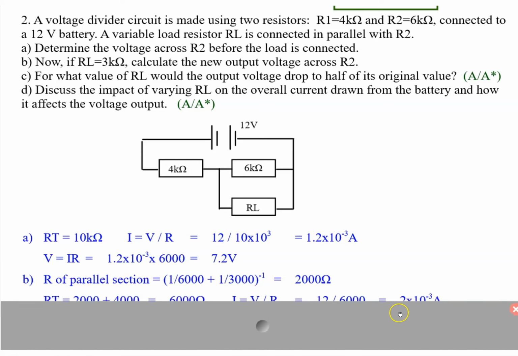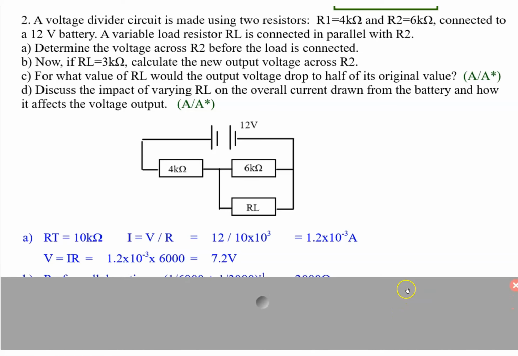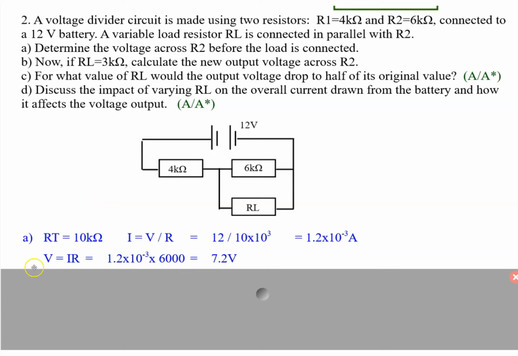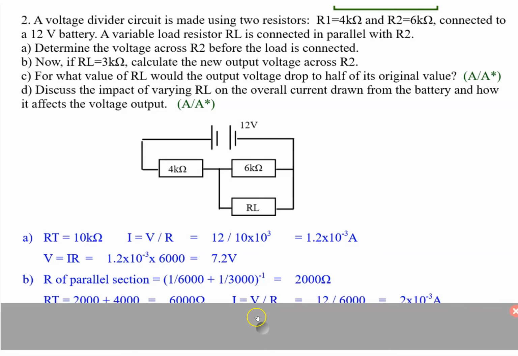Right, part B is, oh, hang on a second, determine the voltage. I didn't finish it. So therefore V equals I times R. We've got the current multiplied by the resistance, and we get 7.2 volts. That should make sense, because if RL is not here, then the larger of the two resistances, the 6,000, should take the larger share of the 12 volts, which it does.